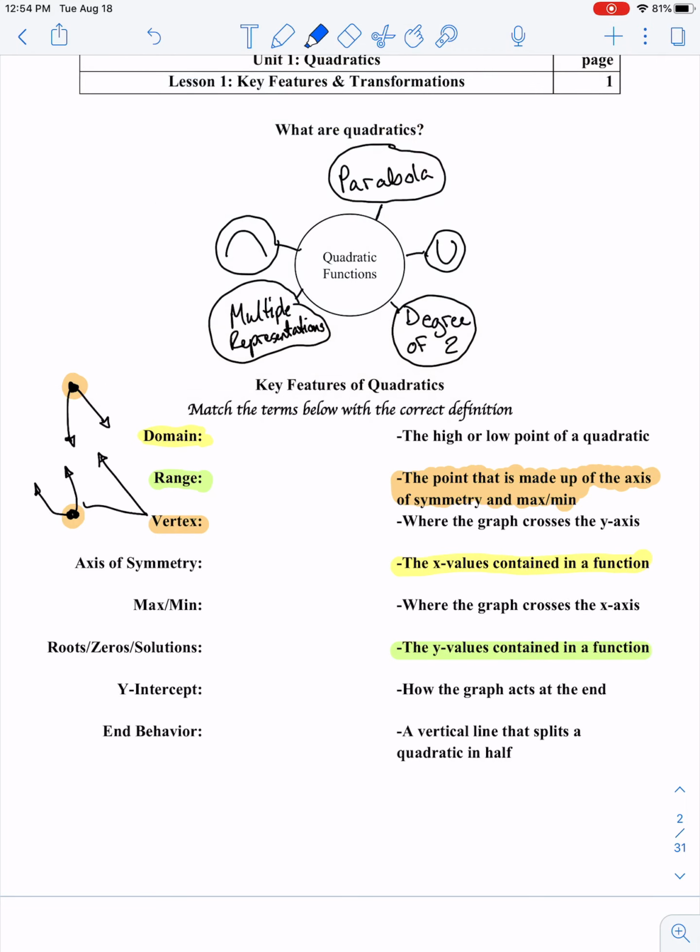Next, we have your axis of symmetry. Axis is something that pivots. Symmetry means even. So it is the vertical line that splits a quadratic in half.